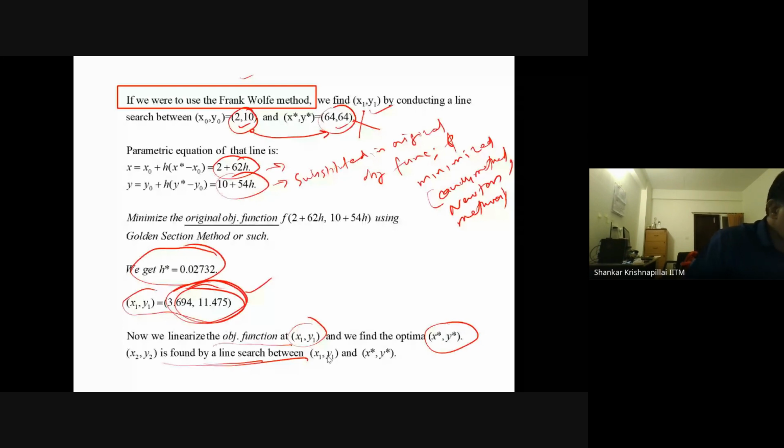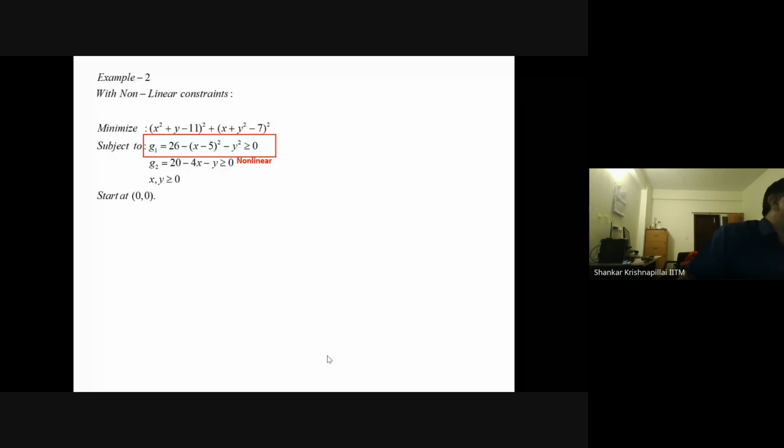Okay. So example 2 is a problem with non-linear constraints. So in our previous problem, all our constraints were linear. So there is no need to linearize the constraints. Only the objective function needs to be linearized. But in this example, both the objective function and constraints have to be linearized. Okay, so the objective function is like this. And this is the non-linear constraint. Okay, it is a quadratic equation in x and y. Then there is a linear constraint.